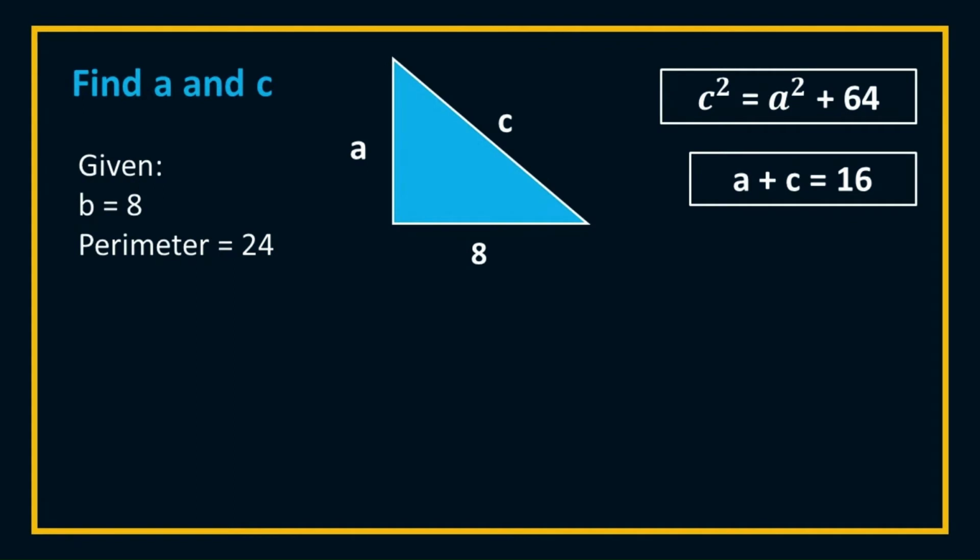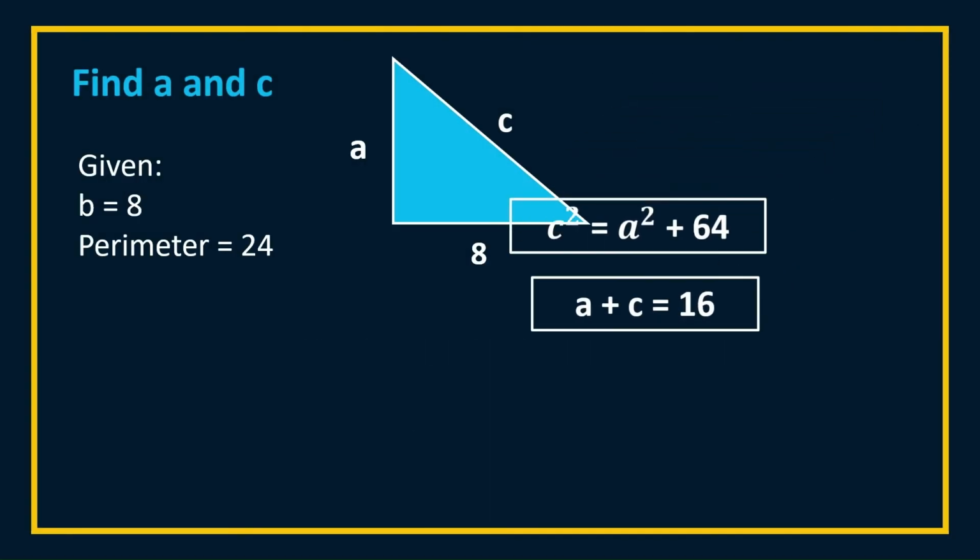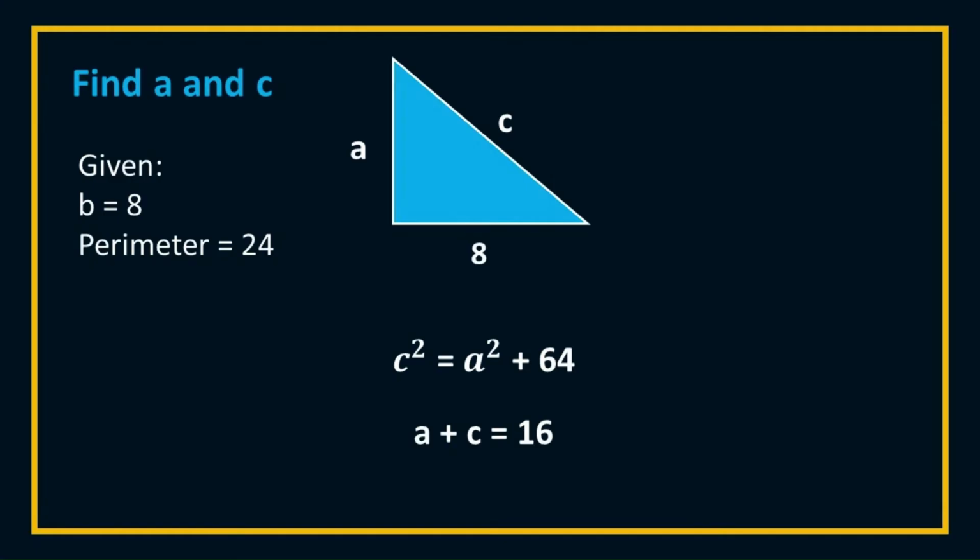The goal of finding these two equations is to combine them to end up with one equation with one variable to solve for. We're basically solving a system of equations by substitution. We have C and A in both equations, so that means we can rearrange one of them such that we can substitute it into the other. We want to rearrange it to get variable equals expression.